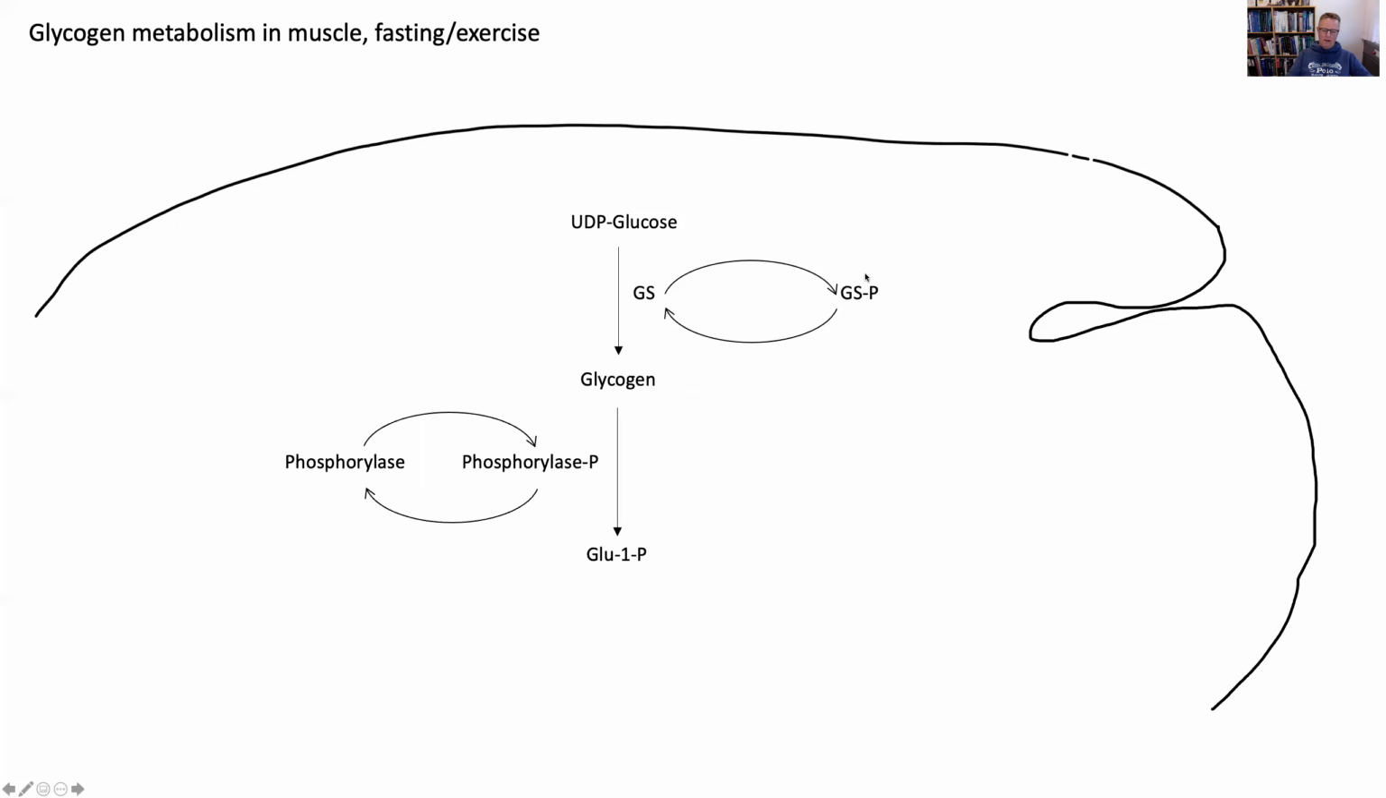We know that glycogen can be degraded by an enzyme called phosphorylase, which also can be phosphorylated. In this case, when phosphorylase becomes phosphorylated, it will be activated. Phosphorylase will be phosphorylated by an enzyme called phosphorylase kinase, which also is activated by phosphorylation. So these are more or less the scaffold we need in order to understand how glycogen metabolism is regulated.